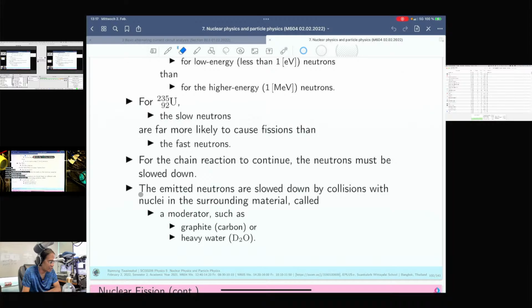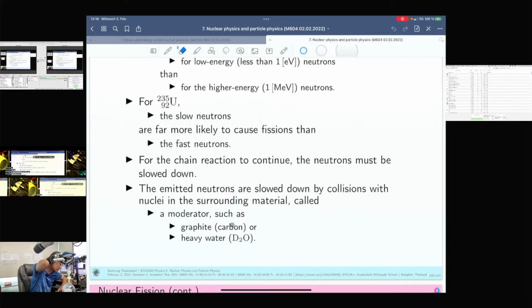So humans are clever, and they try to reduce the speed of the neutron by collision with nuclei in the surrounding material, but not the nuclei of uranium-235. We're going to use a different material, and that material is called a moderator. A moderator could be graphite, which is made of carbon, or heavy water. Heavy water is not water that is heavier; it's water made with the bigger isotope of hydrogen.